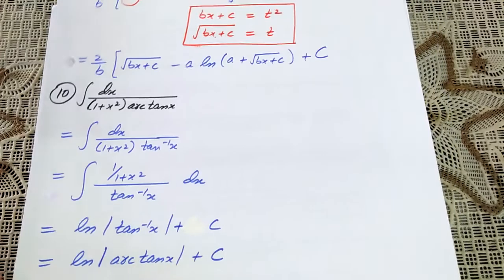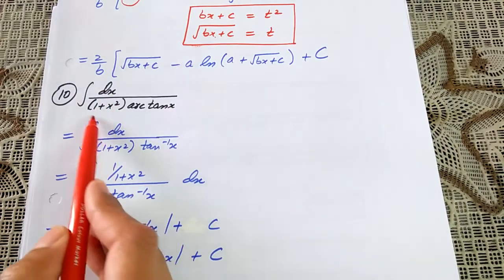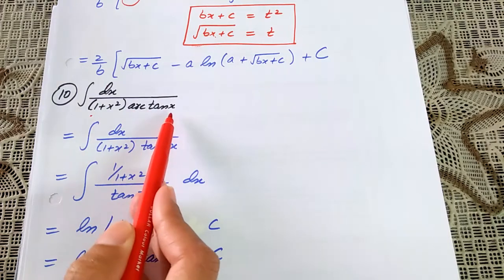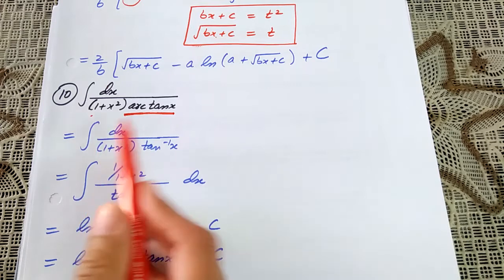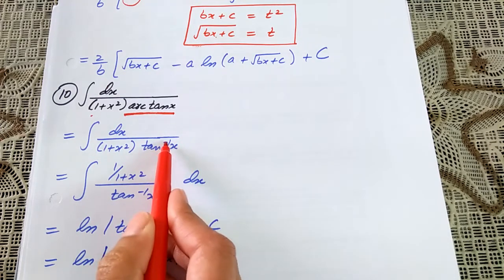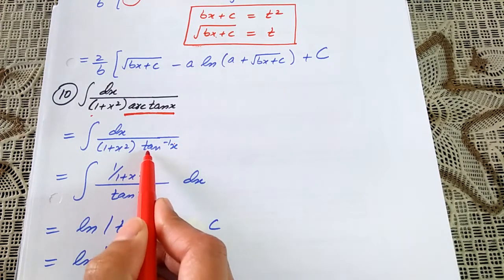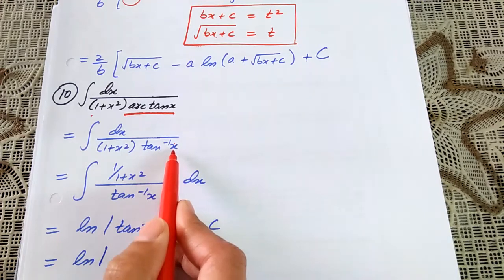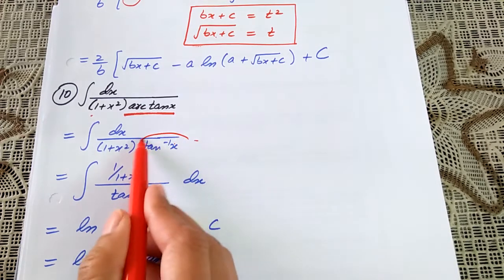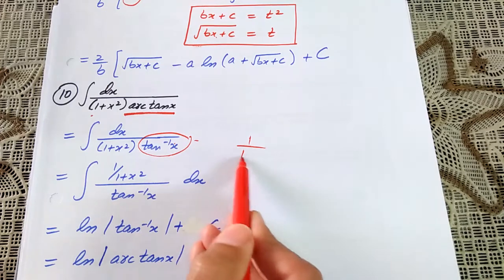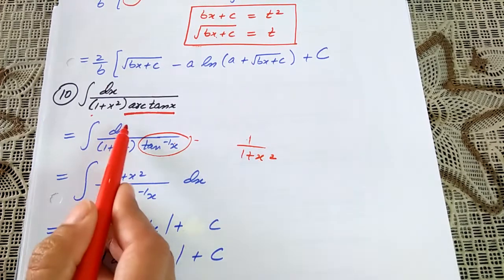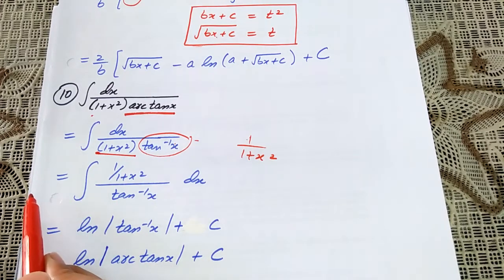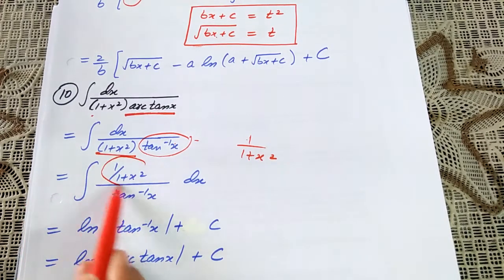Question number 10. dx over 1 plus x square times arc tangent of x. Arc tangent of x, arc sine of x, arc cos of x always give us inverse. So this can be written as tangent inverse of x. We know very well that tangent inverse of x has the derivative 1 over 1 plus x square. I can make this 1 over 1 plus x square in the numerator by moving it like this.